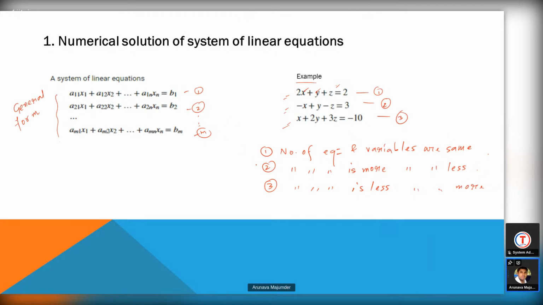Remember, to get any unique solution, we need the same number of equations and variables. When the number of equations is more, that is case number 3. When the number of equations is less and the number of variables is more, then we get an infinite number of solutions. That is in this case. Many solutions.